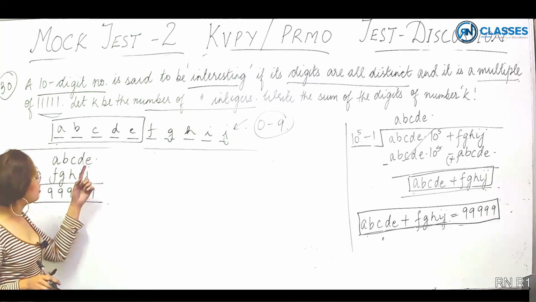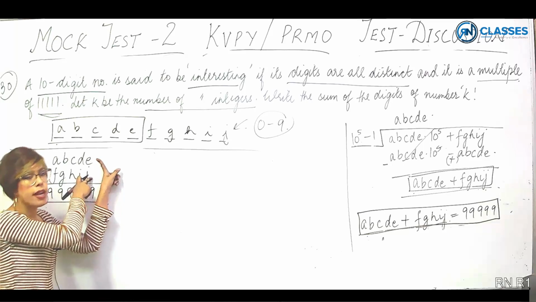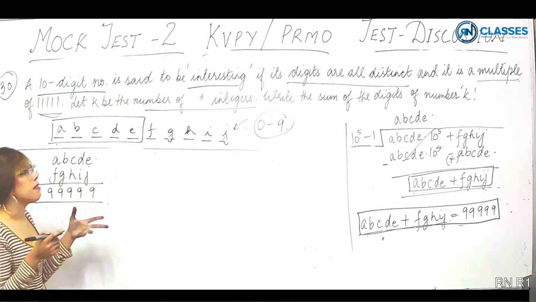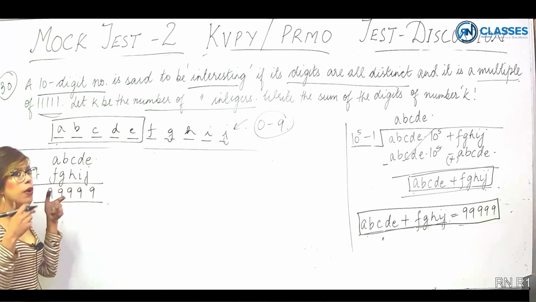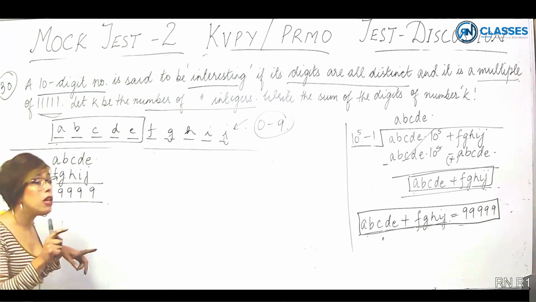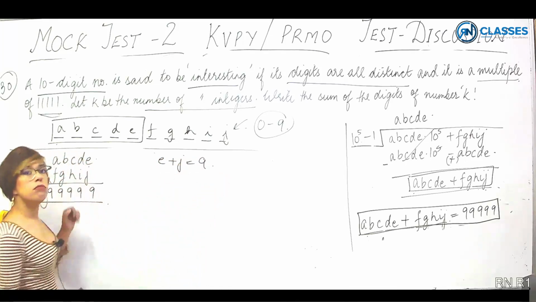Now this is a digit. Maximum can be 9 and maximum here can be 8. Right? 9 plus 8, that means 7, then 6, then 5, then 4, then 3, 2, 1, 0, then 9. 9 can only be possible if E plus J is equal to 9.